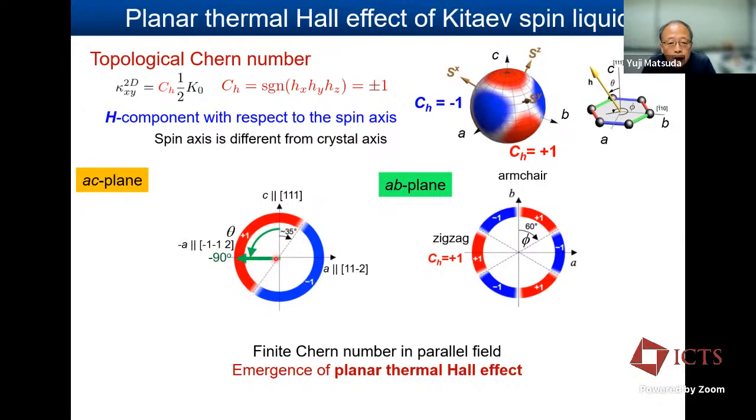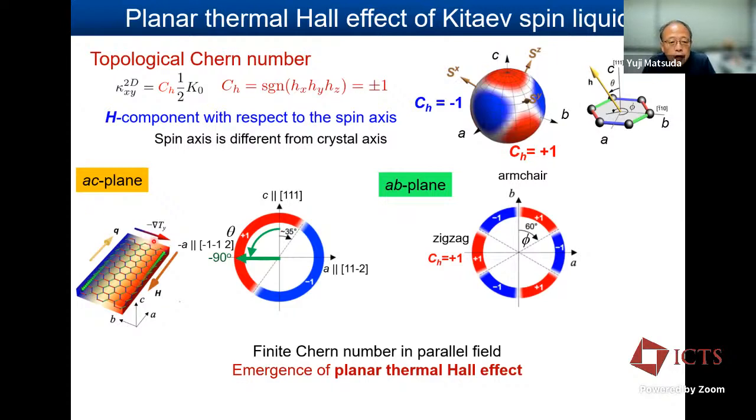Then there are two interesting phenomena. The first is that if you apply the magnetic field at 60 degrees and minus 60 degrees, for example, the sign change occurs. Such a sign change has been reported by many groups. Another interesting property is that the Chern number is finite even if the magnetic field is parallel to the AB plane. So this means a planar thermal Hall effect emerges. The planar thermal Hall effect is observed when the magnetic field and the thermal current are applied parallel to the plane, and the final temperature gradient appears in the transverse direction.